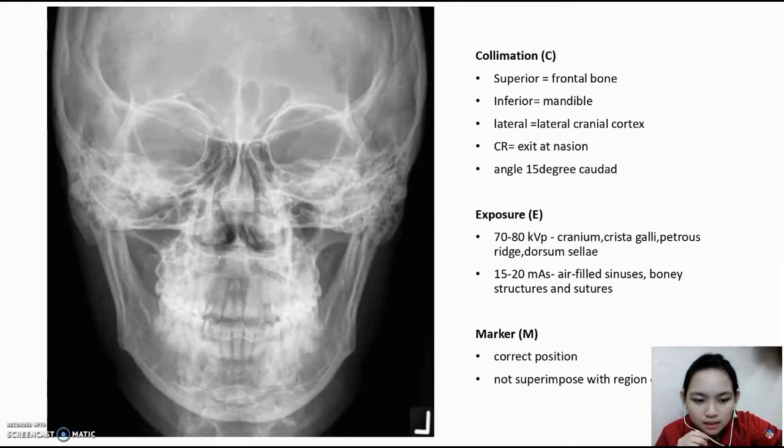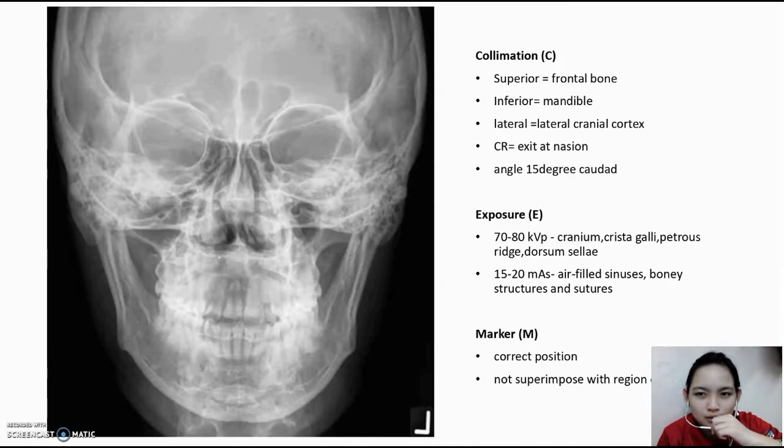and the kVp is adequate because the bone trabecular and the cortical outline of the cranium, crista galli, petrous ridges, dorsum sellae can be seen. The range of the mAs is 15 to 20. The mAs is adequate because the soft tissue can be differentiated from the bone.